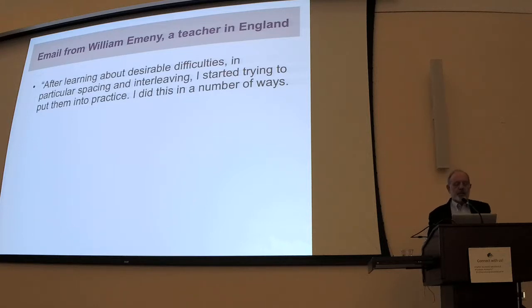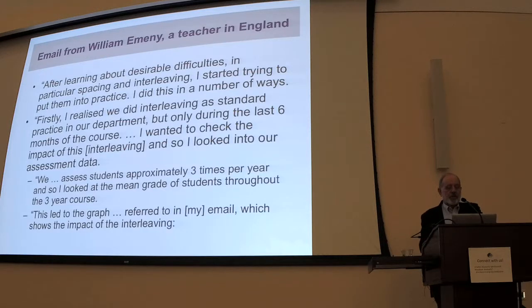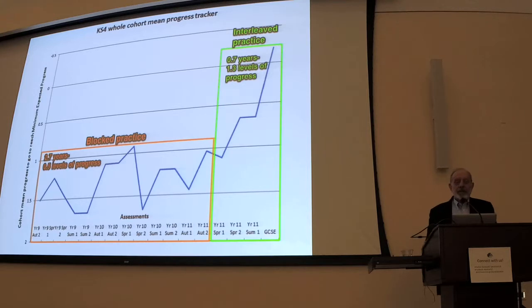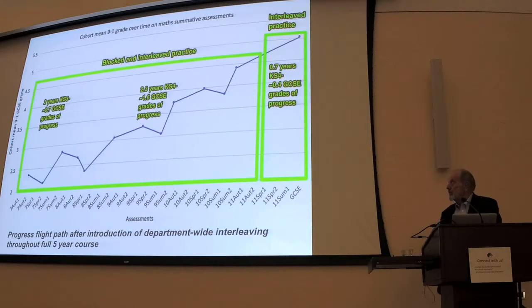After learning about desirable difficulties, in particular spacing and interleaving, I started trying to put them into practice. I did this in a number of ways. First, I realized that we blocked up to a certain point, and then we did interleaving, and I decided to look at that. Basically what he found is that across the time when they were doing blocked, it was very erratic. When they went to a final phase of interleaving, students started to show this, and then more recently, he showed that they had incorporated interleaving throughout the whole sequence. And these are now the results they're getting from the students in his school in England.